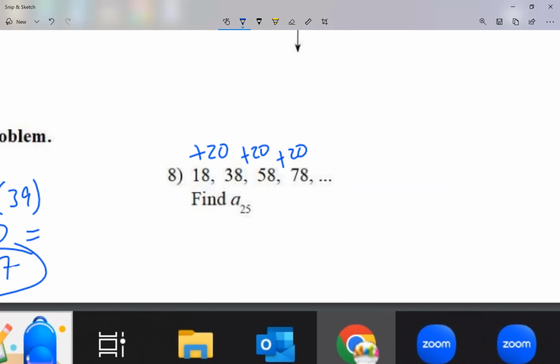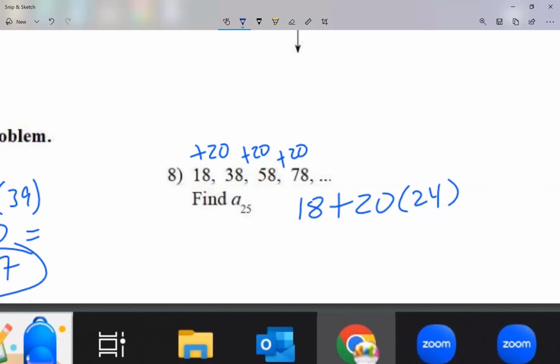So I need to find my 25th number. So then I'm going to say, okay, for that, it's easy. I start with 18, and then I'm going to add 20 so many times. How many times? I need the 25th number, but I started counting from the second number. So not 25 times, 24 times. Good.